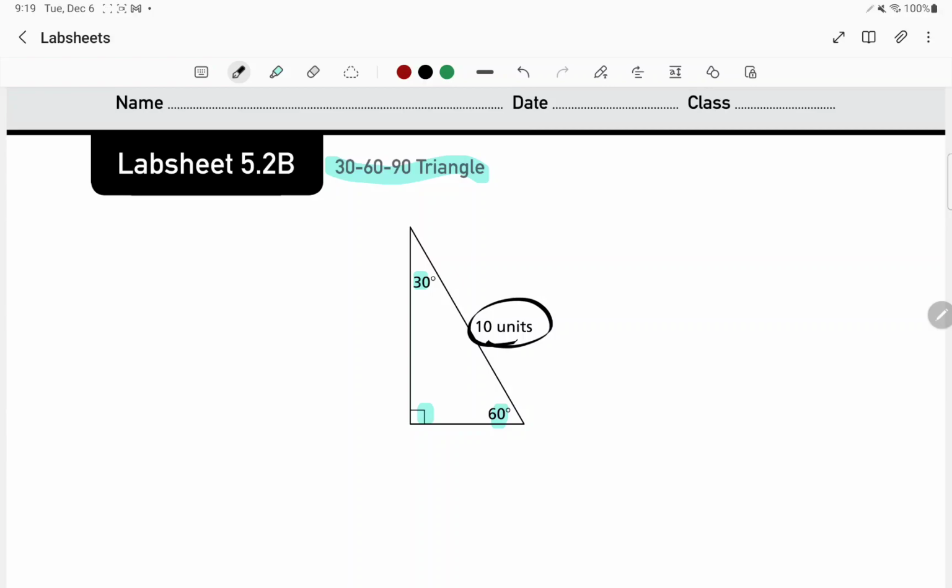Pull apart those 30, 60, 90 triangles that are similar, the smaller one and the larger one, and see if you can find a relationship amongst those side lengths. So think about that. Process it in your brain for at least 2 or 3 minutes. See if you can come up with a relationship to find these other missing side lengths before you come back to the video and see what the answers are.